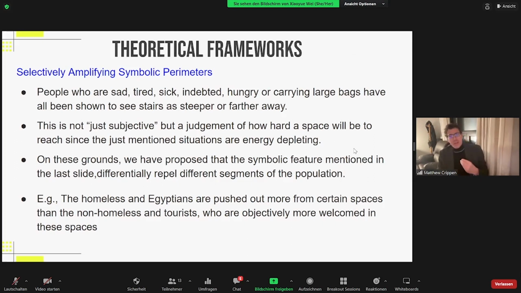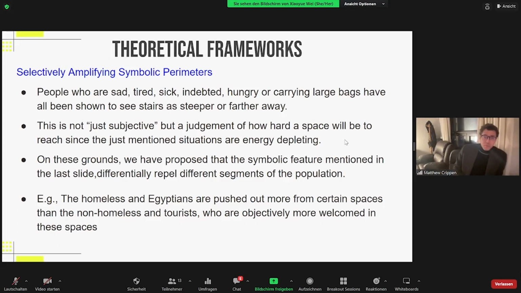The key point we want to emphasize is that these perceptual differences are not merely subjective. They're basically judgments that a space will be harder to traverse, because if you're sad, tired, or in debt, these are energy-depleting conditions. These are embodied conditions, in other words.